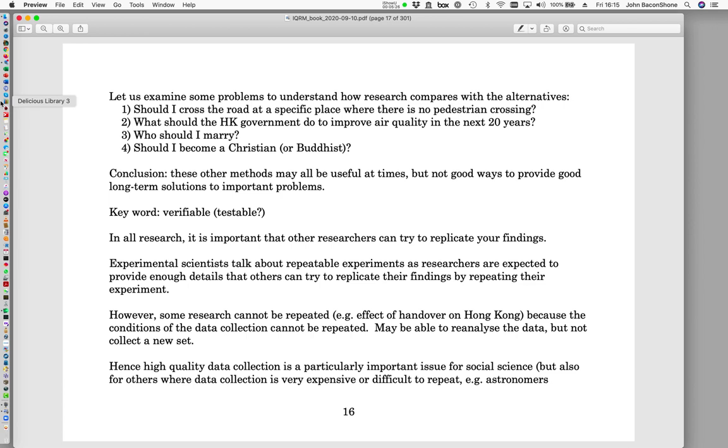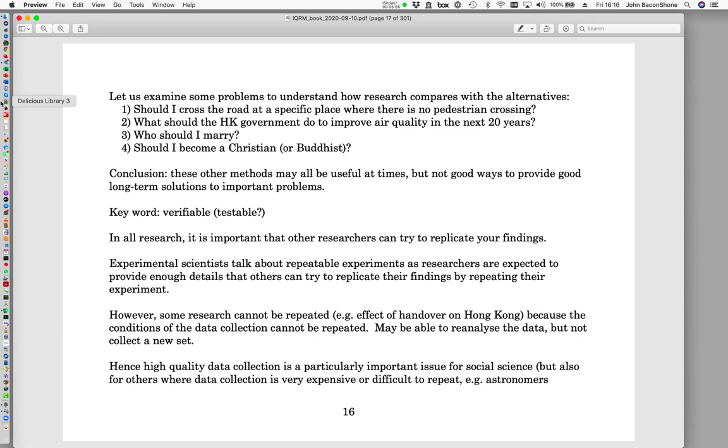Okay, so I've listed here 4 possible problems that we can think about in order to understand how research compares with the alternatives. The first one is, should I cross the road at a specific place where there is no pedestrian crossing? Secondly, what should the Hong Kong government do to improve air quality in the next 20 years? Thirdly, who should I marry? Not me personally, but maybe for all of you to think about if you're not married. And then fourthly, should I become a Christian or a Buddhist?